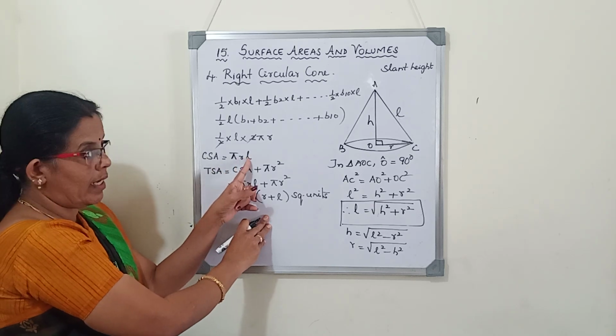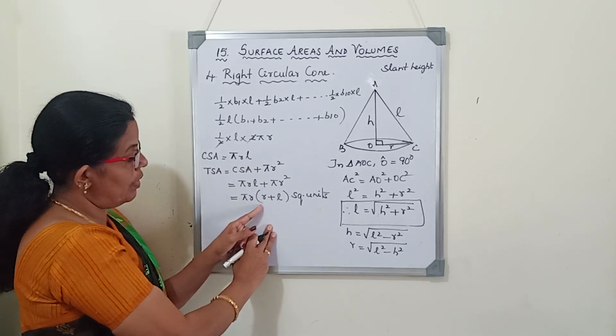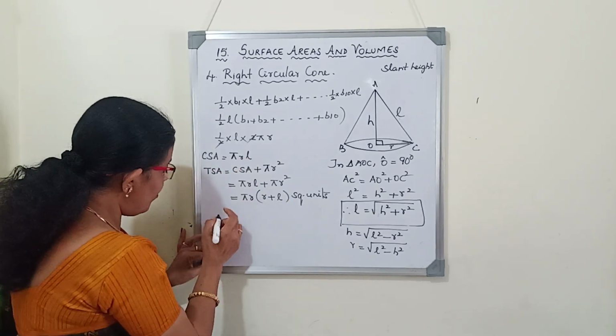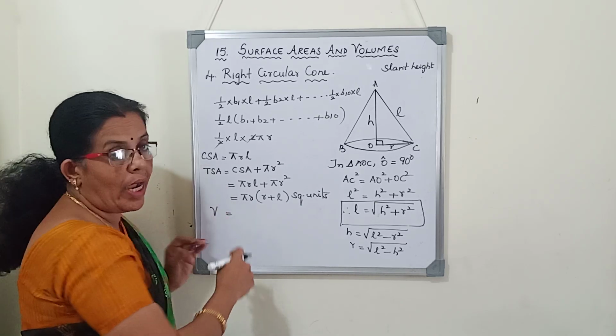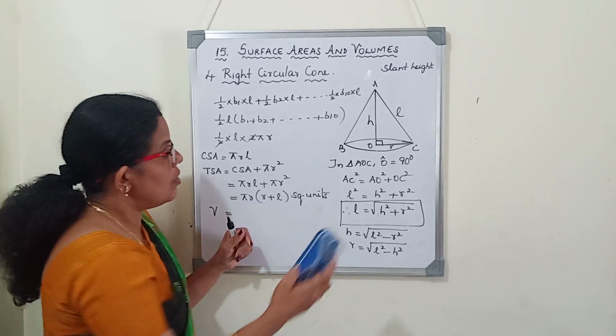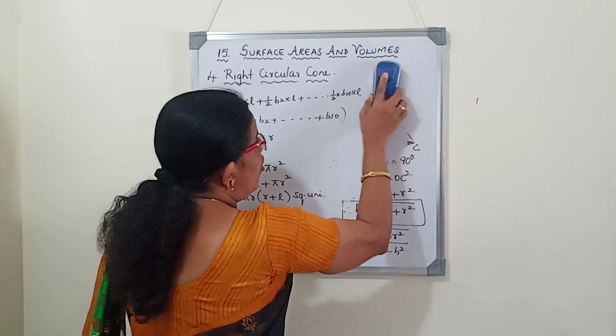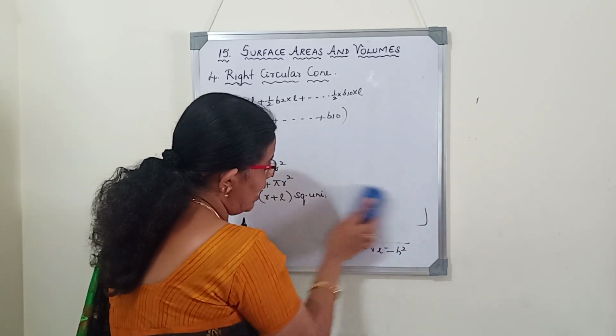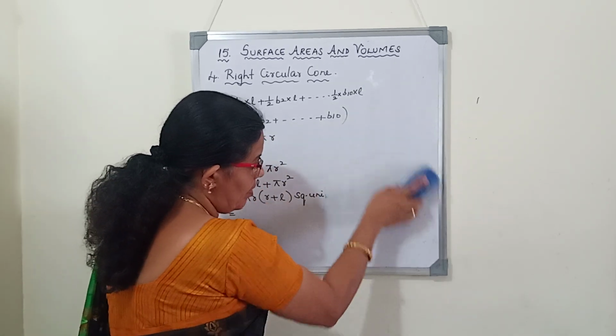So CSA is pi r l and TSA is pi r into (r plus l). And now we will see volume. To find volume, we have to compare one cylinder and a cone having the same base area and the same height.